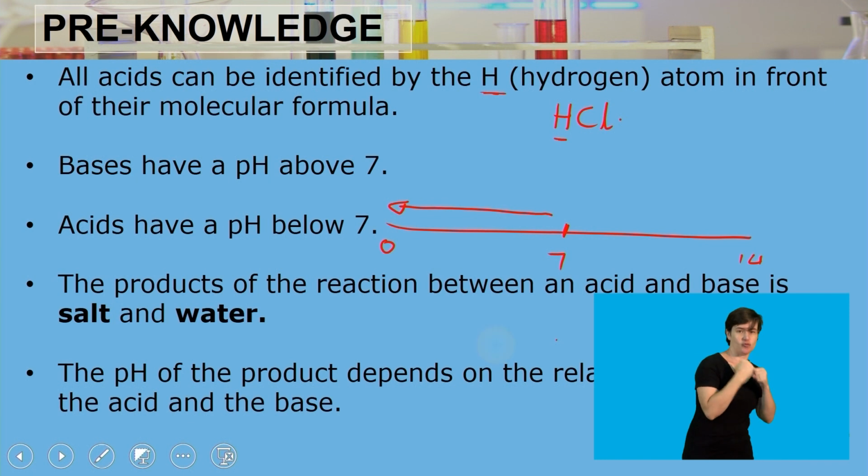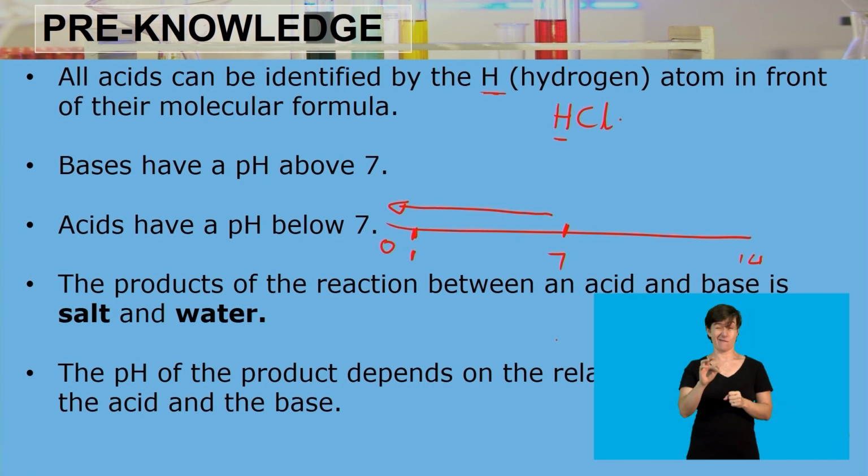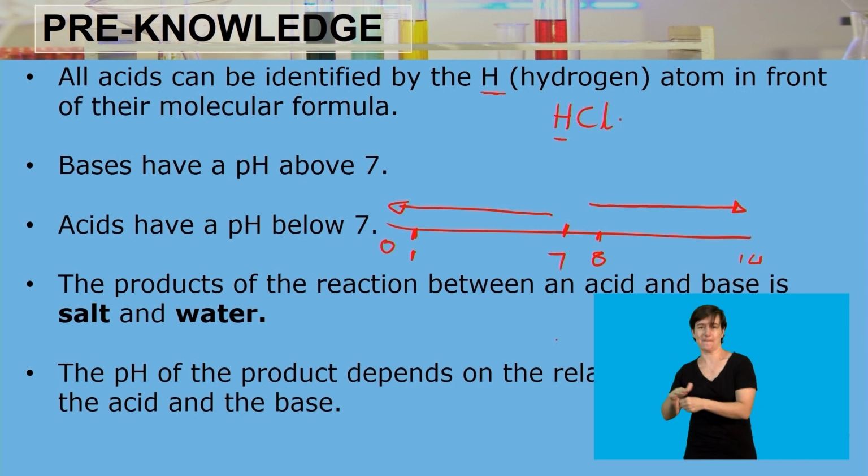So if we are reacting an acid that has a pH of, let's say, 1, and then we are reacting a base with a pH of, let's say, 8. Now again here on the base side, whenever we're moving away from 7 going towards 14, the strength increases. So now that means the strength of this acid is much higher compared to the strength of this base.